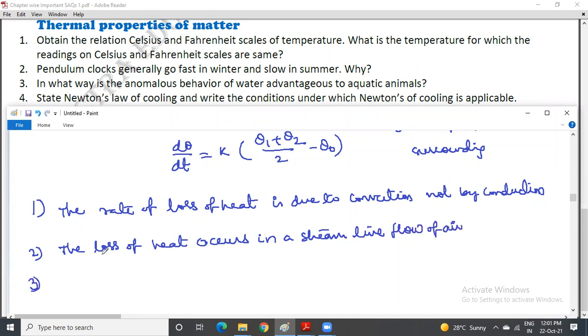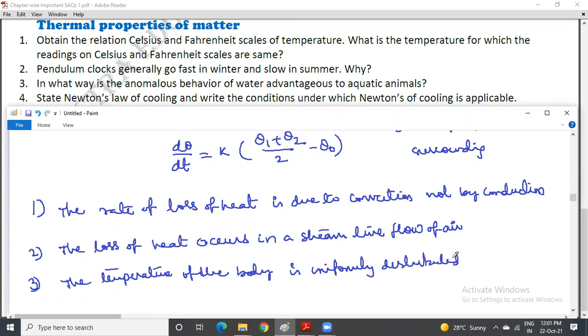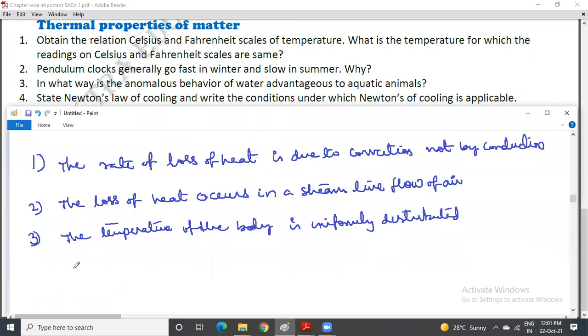Third, the temperature of the body is uniformly distributed. Last, the temperature difference is small.